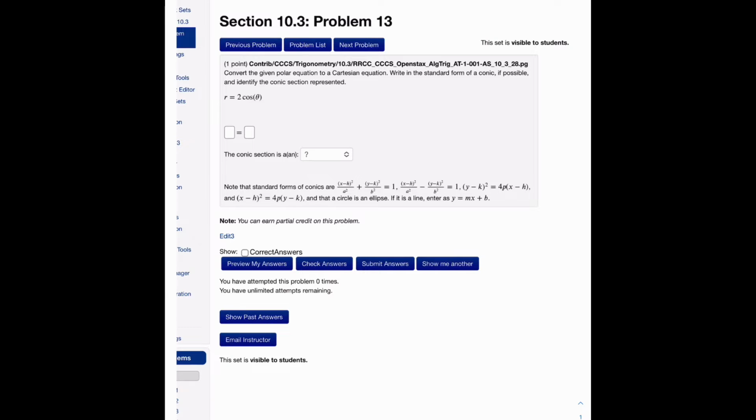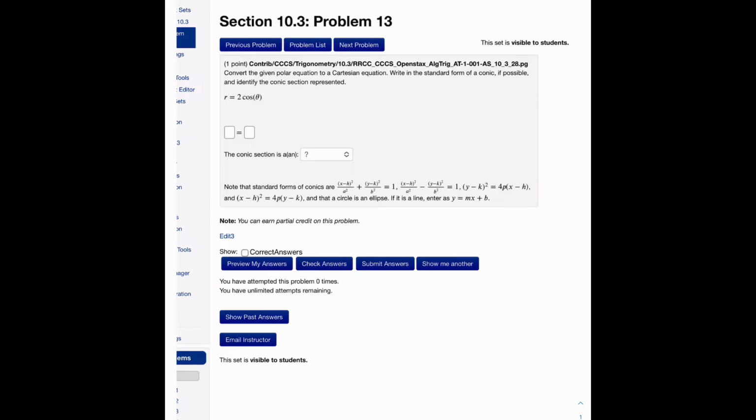Section 10.3, problem number 13. Convert the given polar equation to a Cartesian equation. Write in the standard form of a conic, if possible, and identify the conic section represented. So in this case, we have r equals 2 cosine theta.